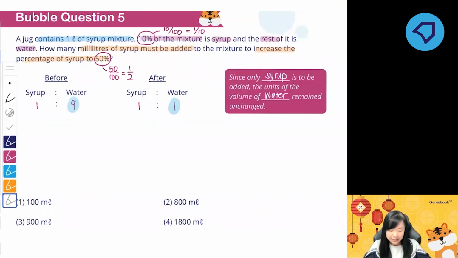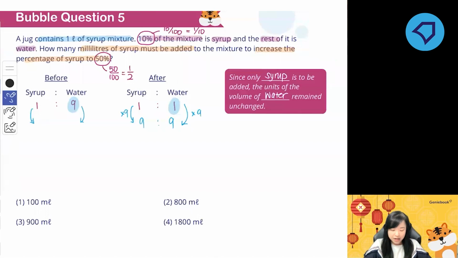So to make it the same, what do you multiply? Let me write it down first. What do you multiply to make it the same? 9. So to make it 9, I times 9. Oh, but do I need to times the first one? I don't need to, right? Because it's already 9, so I'm going to erase. So are you ready to try now?